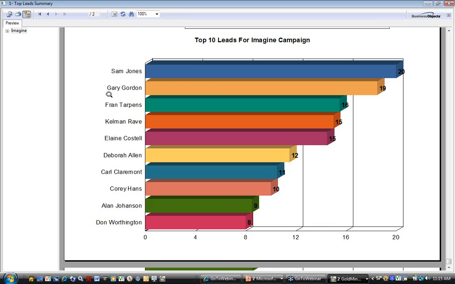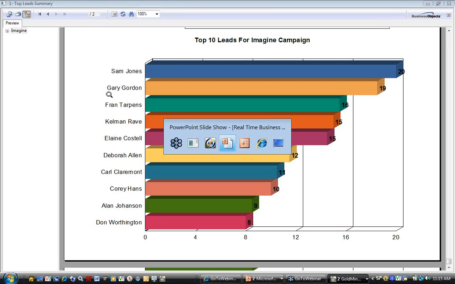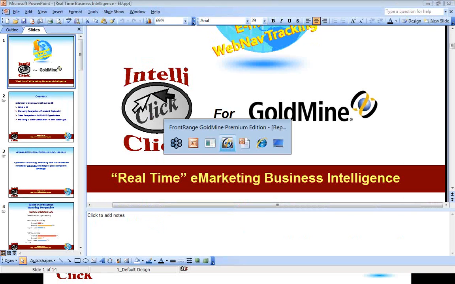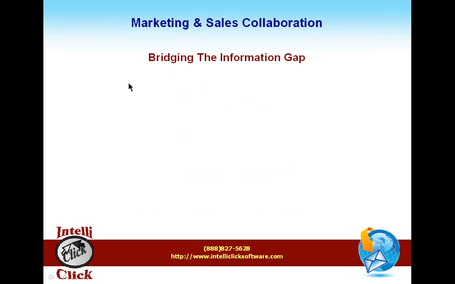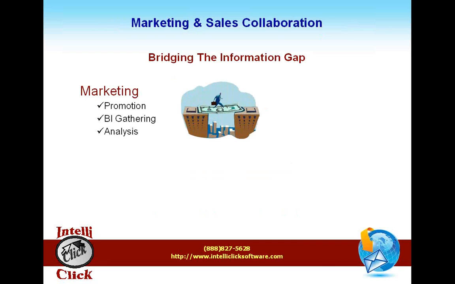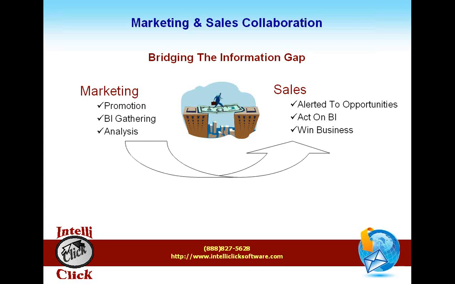So I'm going to move back over to our slides, and the net result of what we're trying to accomplish here is we're really trying to bridge the information gap that often exists between marketing and sales. Usually what we want to do is make sure that the information being gathered by marketing gets handed off in a timely and appropriate way so that sales can do something with it, and ideally facilitate the process of closing sales faster.